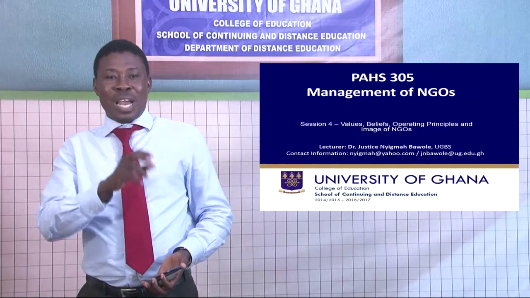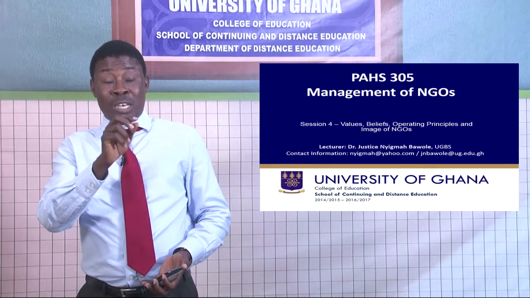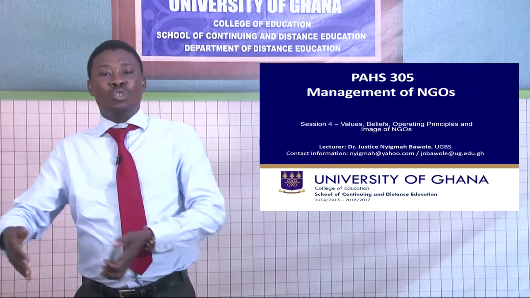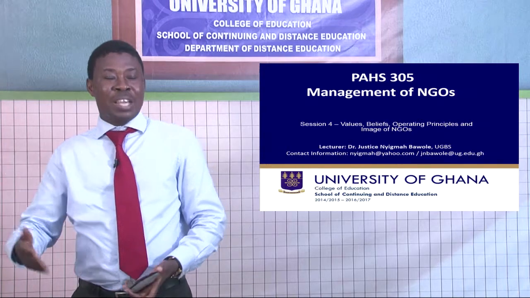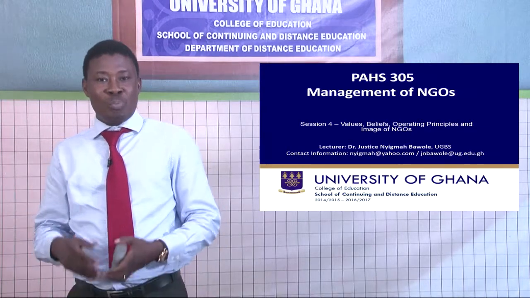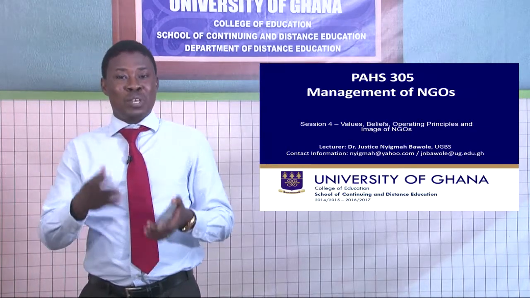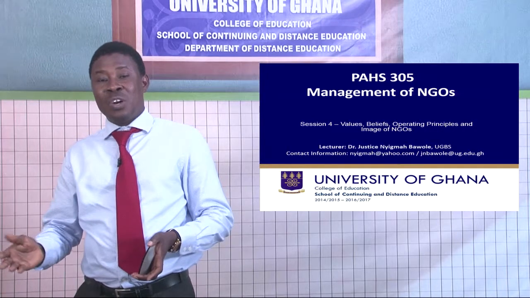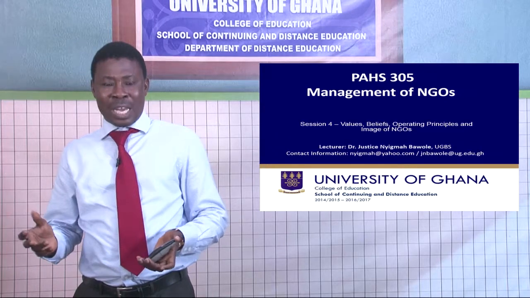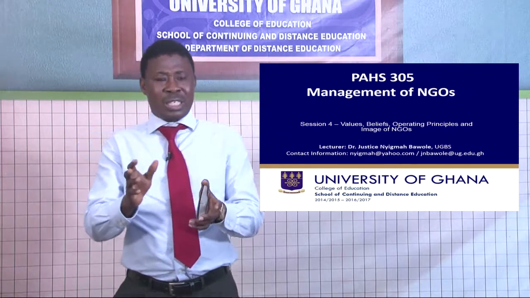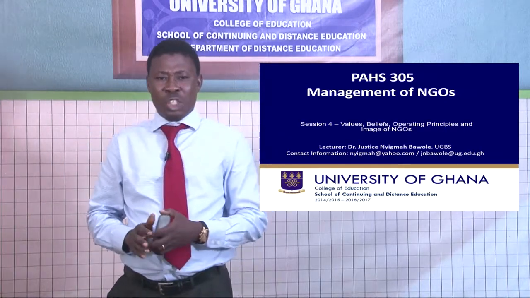And when you begin to apply the values, principles and beliefs in what you do to guide your activity, we say you are actually applying your operating principles. So operating principles are nothing but principles that guide you when you behave or act, when you examine or put projects in place and all of that. And then to crown it all in this discussion, we will look at the image of an NGO.